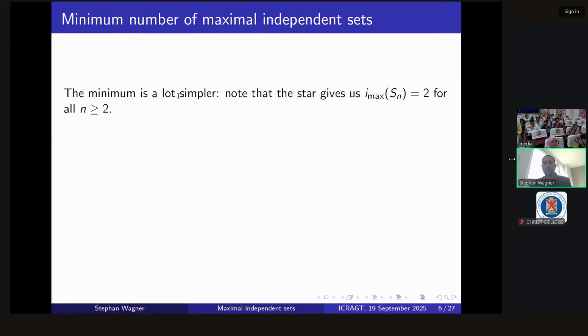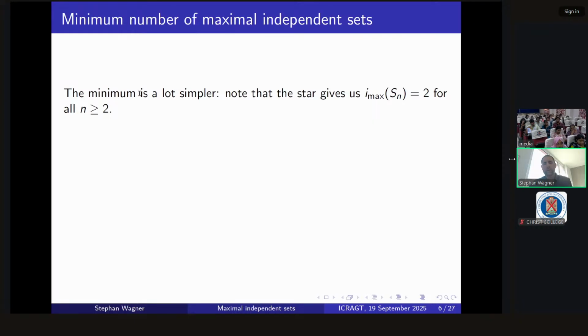Okay, so why does the star have 2 maximal independent sets? Well, the one is where only the center of the star is contained. If the center is there, then none of the neighbors can be. So that's an independent set and it's maximal. As soon as you have one of the leaves included in your independent set, then the center isn't included. And so to make it maximal, all the leaves have to be included. So that's the second possible maximal independent set that a star has. It's a set consisting of all the leaves. So there are only 2 maximal independent sets, the center alone and all the leaves.